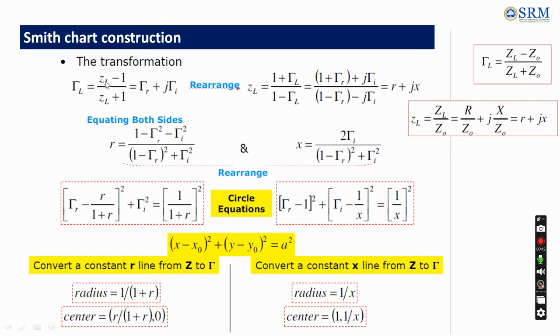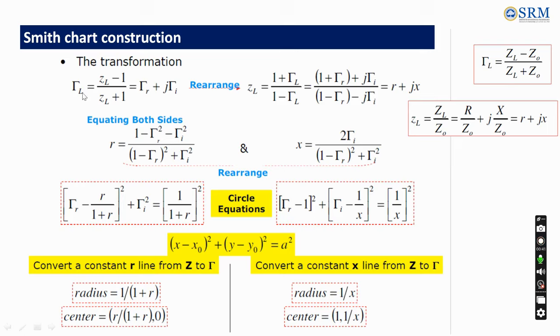We already know the relation between load reflection coefficient and load impedance as well as characteristic impedance. That is, gamma L is equal to ZL minus Z0 divided by ZL plus Z0. We are going to take the normalized load impedance on the Smith chart, that is small z L, capital ZL divided by Z0. I can rewrite the reflection coefficient at the load as z L minus 1 divided by z L plus 1.